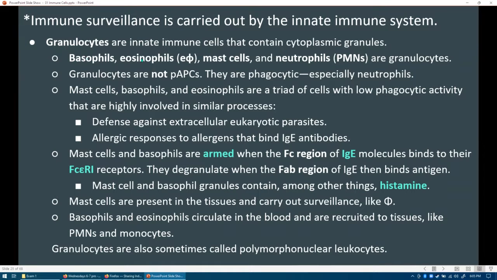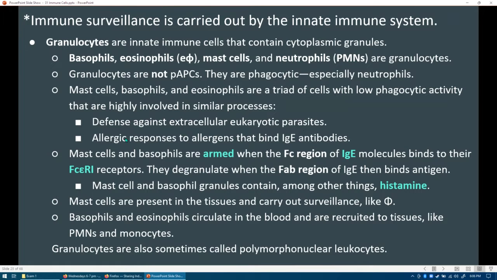But what you'll find is that basophils, eosinophils, and mast cells have a strong preference to kill things outside the cell. Okay, so mast cells, basophils, and eosinophils are sort of like a subdivision of granulocytes, like a triad of cells. They aren't very phagocytic, and they're very involved in similar things. Neutrophils kind of do their own thing in this group, but these three cells are very closely related in their activities. So they defend against extracellular eukaryotic parasites, things like worms and blood parasites and tissue protozoans and all those things.